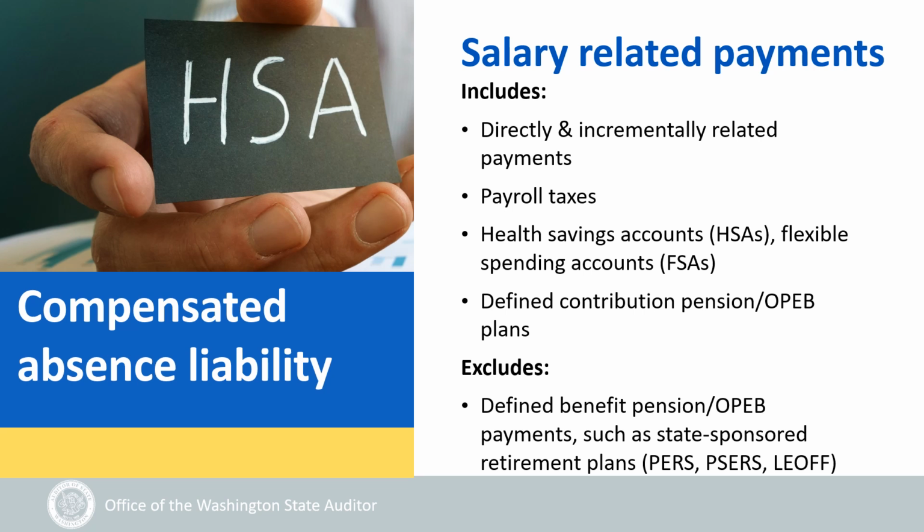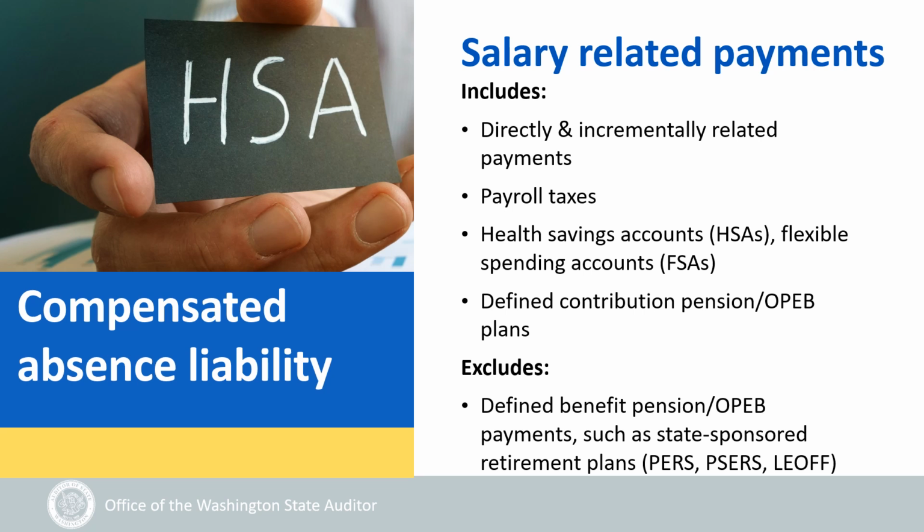Salary-related payments include payments that are directly and incrementally related to the leave. That means the government must make the payment in addition to the salary or wages, and that payment amount depends on the salary or wages paid. This includes payroll taxes like Social Security tax and Medicare taxes. The government is required to pay that in addition to the salary, and the amount of taxes depends on the amount of salary paid. It could also include amounts that must be paid to a health savings account, flexible spending account, or a defined contribution pension and OPEB plan.